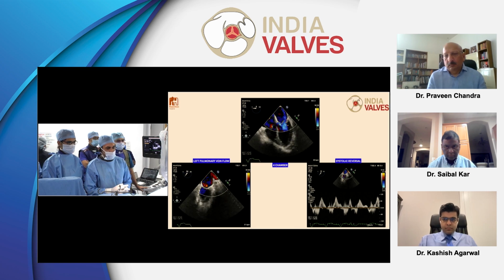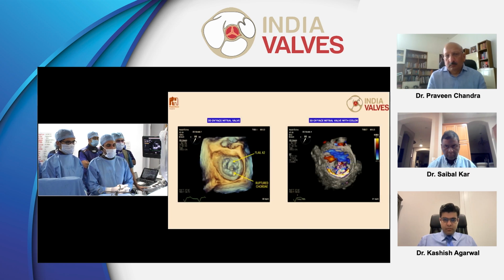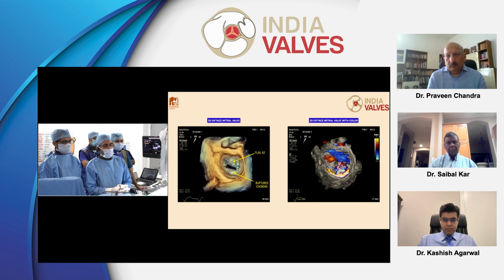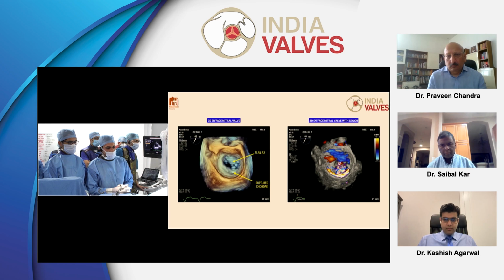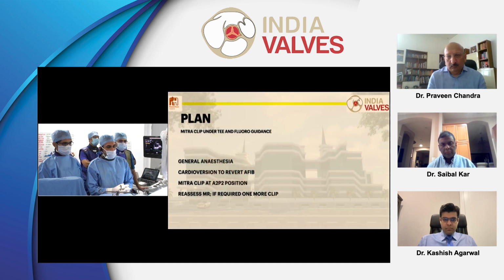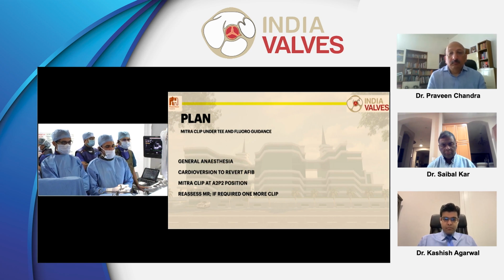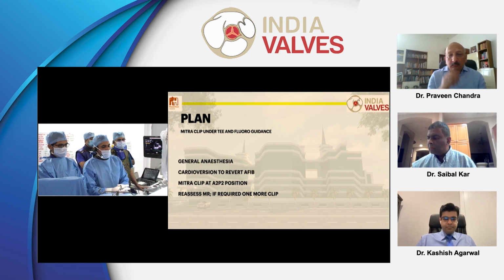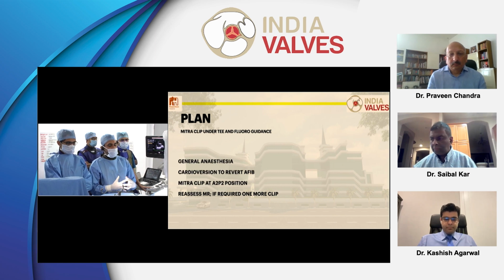Again a 3D TEE picture. Play this, please. You can see a flail AML segment with prolapsing of the chordae into the LA. Severe mitral regurgitation. So MitraClip under TEE guidance and fluoro guidance, general anesthesia. We can discuss what to do with AFib, the MitraClip position, residual SMR post-procedure, and these are the things which we're going to discuss.